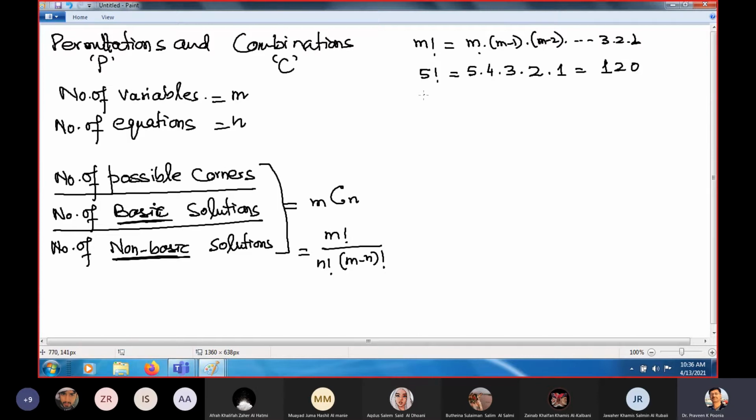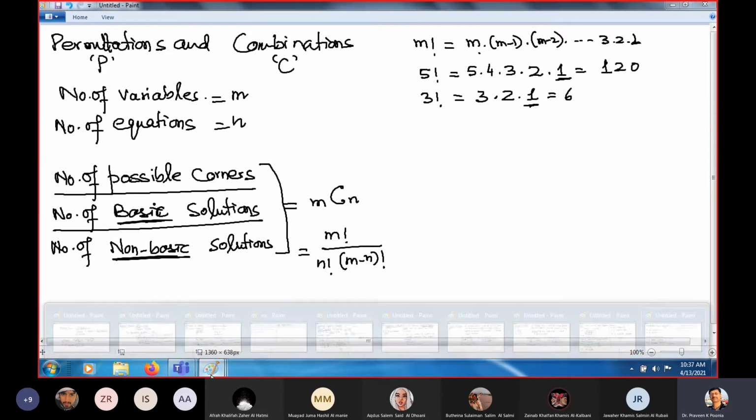One more question, if you want to solve, you can calculate the value of factorial 3. So it will be 3 minus 1, 2 minus 1, 1. Stop at 1. The moment you get 1, stop. 3 times 2, 6, into 1 is 6. Clear? So this is how you calculate.